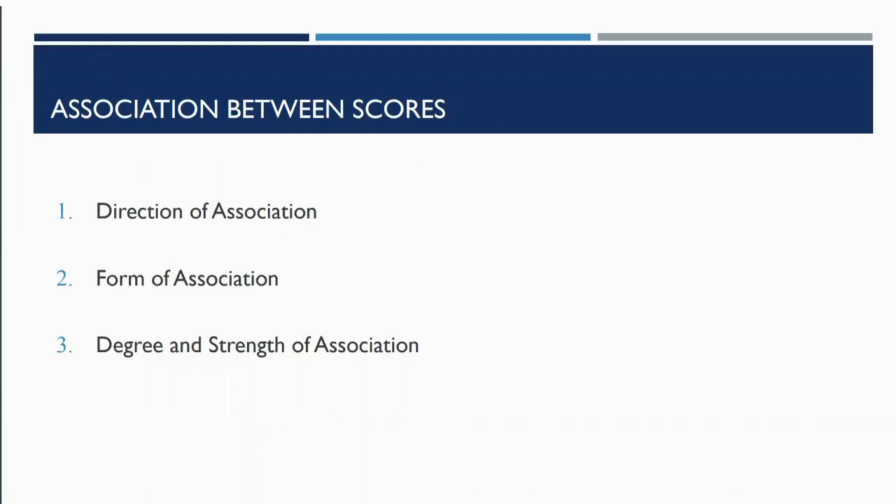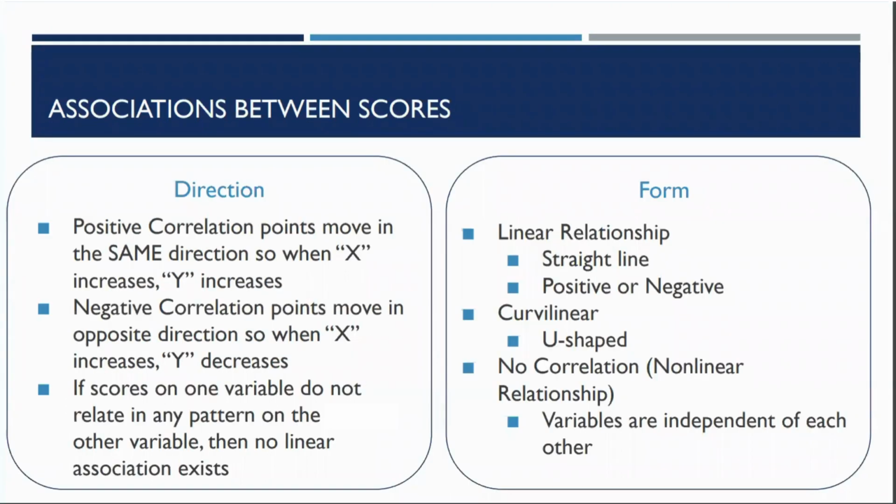Now we have the association between scores, and these are evaluated by direction of association, form of association, and the degree and strength of association. For associations between scores, we have direction and form. So direction is, we have positive correlation, points move in the same direction. So when X increases, Y increases. And the example that we looked at, the scatter plot, that would be an example of positive correlation. Negative correlation, points move in opposite directions. So when X increases, Y decreases.